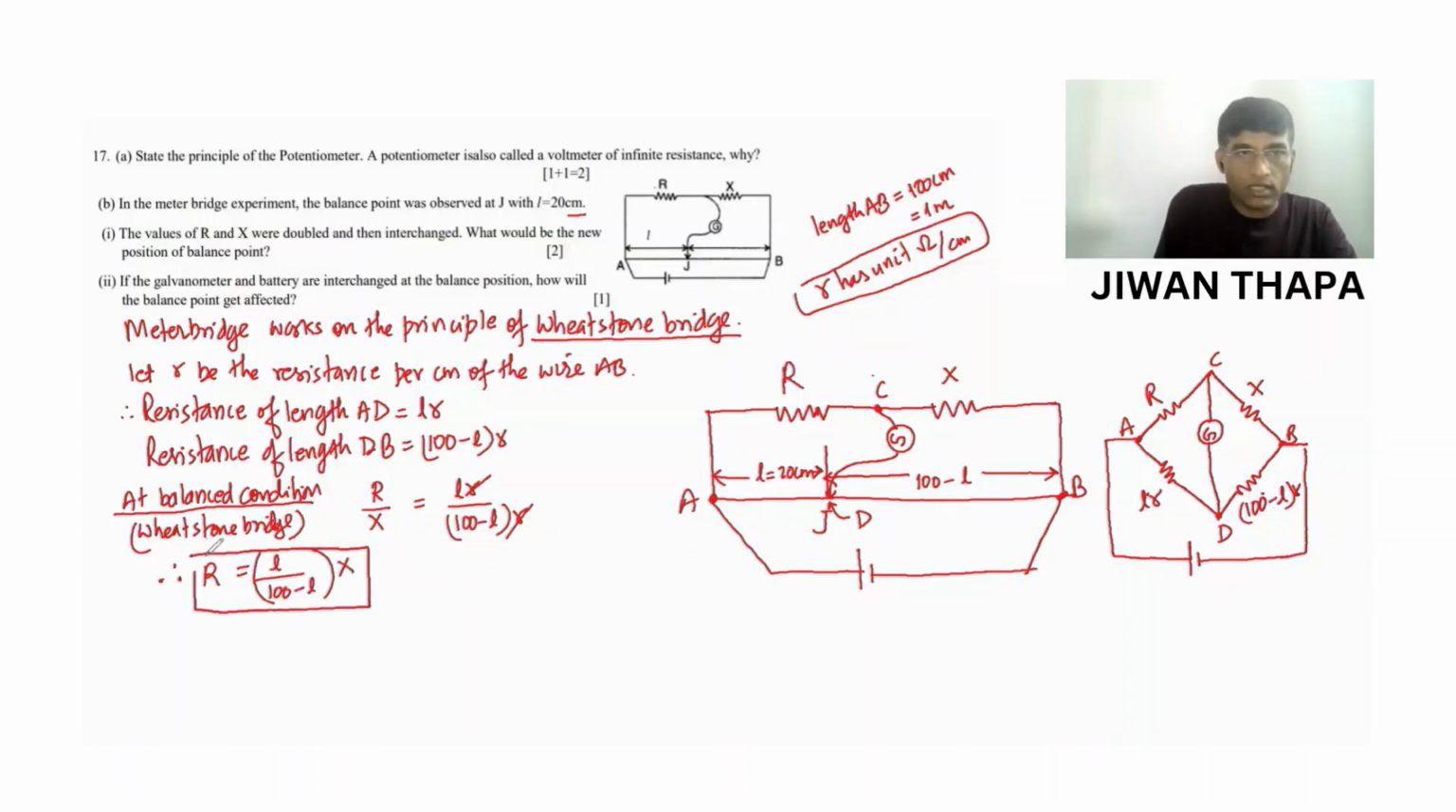So let us call it equation 1. So we have this. Now next, what do we have? The value of R and X were doubled. Now R and X is doubled and interchanged. So now we have twice X, and twice R. So we are asked, what will be the new position of the balance point?